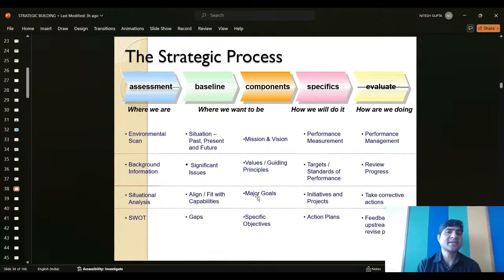So the strategic process, you can see it starts with the assessment, then baseline, components, specifics, and then you will have to focus on evaluate. When I talk about assessment, you will have to focus on where we are currently. So when you see where we are, you will have to focus on environmental scanning, background information, situational analysis, and SWOT. Baseline will be where we want to be. So baseline and components: situation, past, present, and future, which will be guided with the mission and vision; significant issues, which will be guided with the values and guiding principles; align fit with the capability through the major goals, and gaps are going to be fulfilled with the specific objectives. Similarly, when you talk about specifics, it is performance measurement, target and standard performance, initiatives, projects and action plans. And for the evaluation, how are we going to do that? Performance management, review progress, take corrective action, and feedback streaming plan.